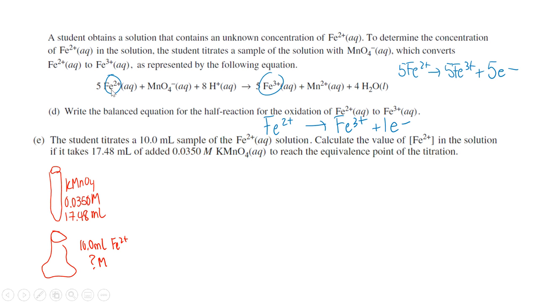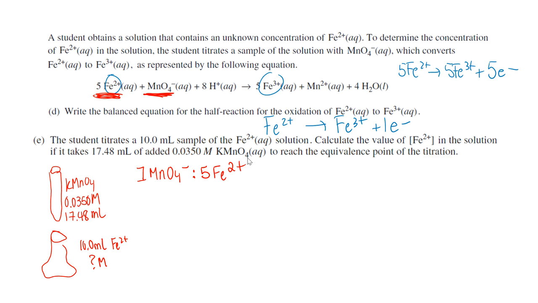And then we've got our balanced chemical equation. This tells us how these two substances react, because without a chemical equation, we can't do much with this information. So the chemical equation tells us that for every 5 irons, you need 1 permanganate. So let me write down this mole ratio. We need 1 permanganate for every 5 iron ions.